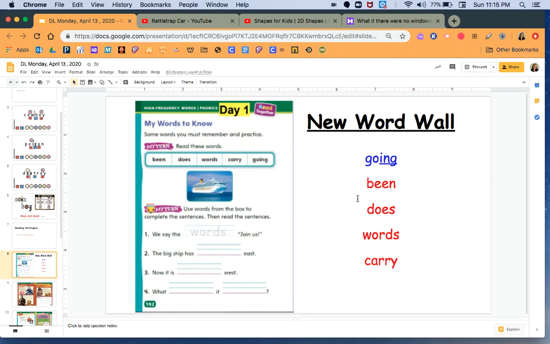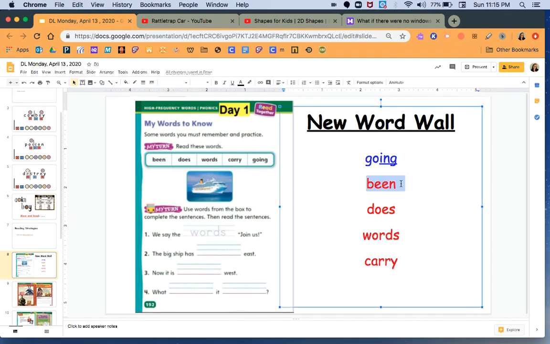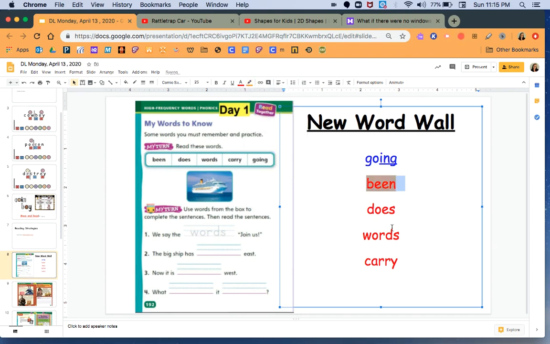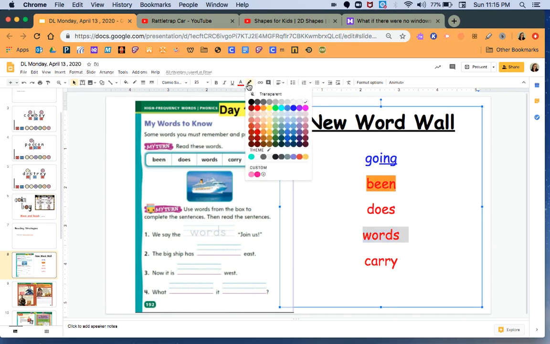Which one makes the most sense? Yep, that word been. That would make the most sense. And I'm going to highlight that when we've done it, so that way we know we've already used that word. That's a tip that I can do.